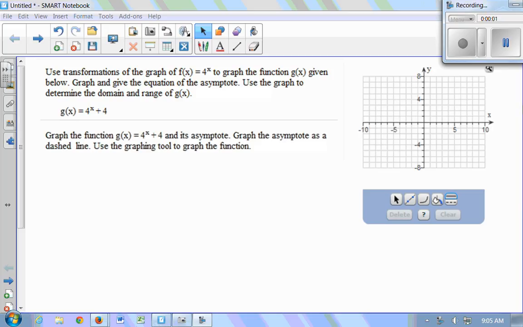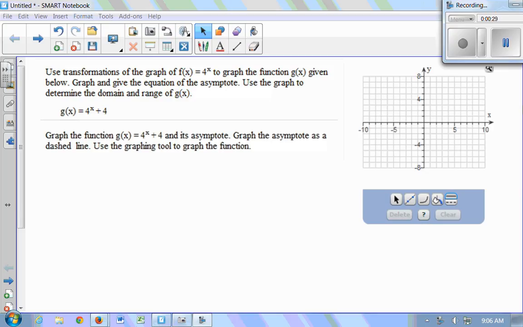So it says to use transformations to graph f of x equals 4 to the x plus 4, right? And we know what 4 to the x looks like. So we want to graph the equation and the asymptote. Graph the asymptote as a dashed line. Okay, so first we have to know what 4 to the x looks like. So that's supposed to be one of your parent functions.